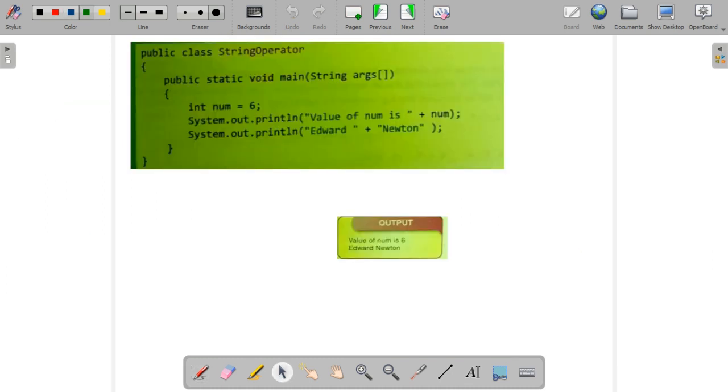Here is an example program for the unary operator, and in the case of the string operator, plus means concatenating. Here we have declared a variable int num equal to 6. Num is equal to plus 6. How will the value display? And for Edward plus Newton, this plus is a concatenating operator. It will combine these two strings.